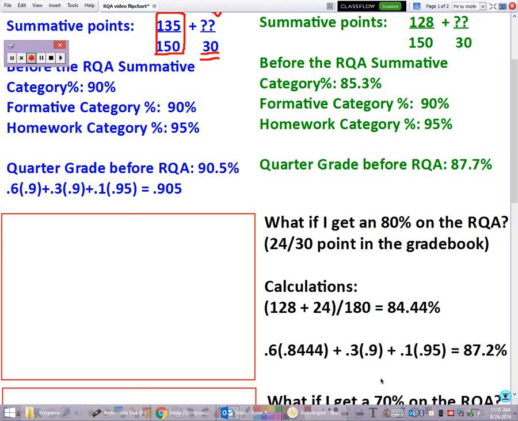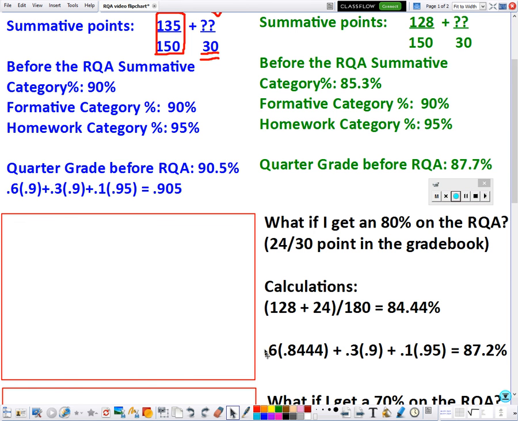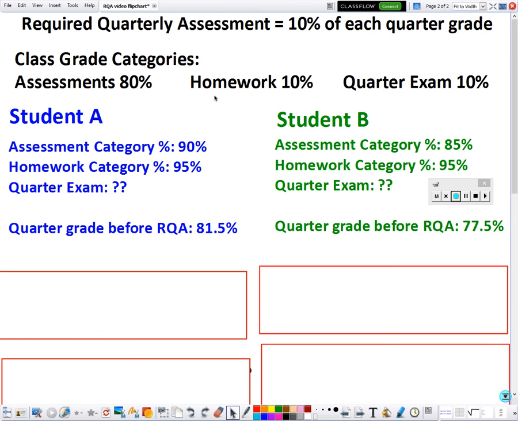You can play this numbers game, this what if, at the end of every quarter. If you look on Edline, you can see what your summative points are, what your formative category percent is, what your homework category percent is, to be able to check each quarter, what do I need to get a quarter grade of my liking. Now, some other classes have categories of 80% for assessments, 10% for homework, and 10% for quarter exam. So what happens is, during the quarter, only 90% of your grade is recorded until you take your quarter exam at the end.